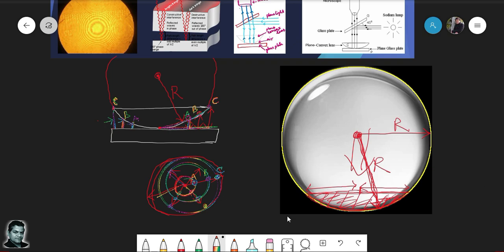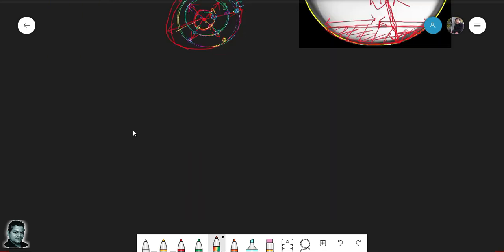Now, so that's point number one. You have to remember that throughout this plano-convex lens, there are concentric circles where the thickness of the wedge is the same, and this thickness increases as you go away from this touching point, towards the edge of this plano-convex lens. So now, how is the interference happening?